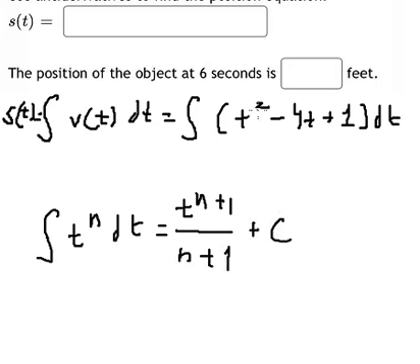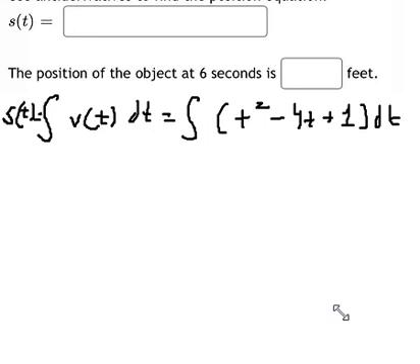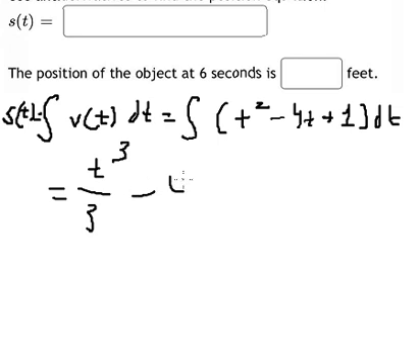So we change the 2 into n. So n plus 1, we have 2 plus 1, and we have 3. And we have t to the power of 3 over 3. This is about number 1. So we have 4t squared over 2. This one, we have t, and we put c. This is the constant, that's why you have t.